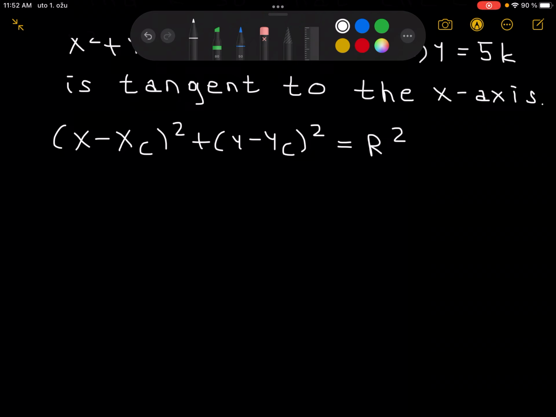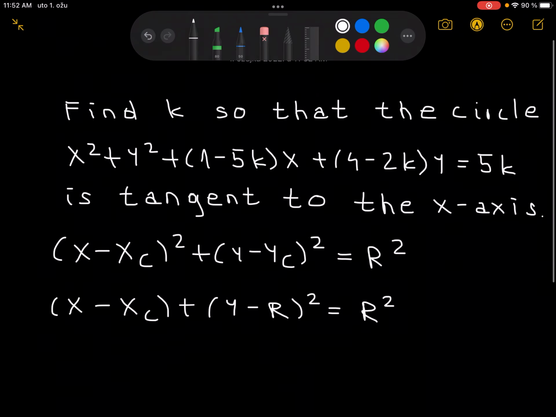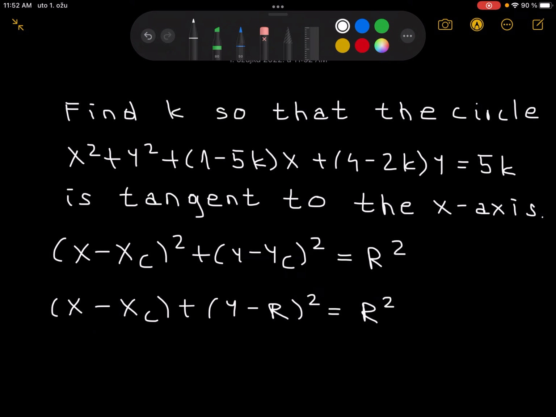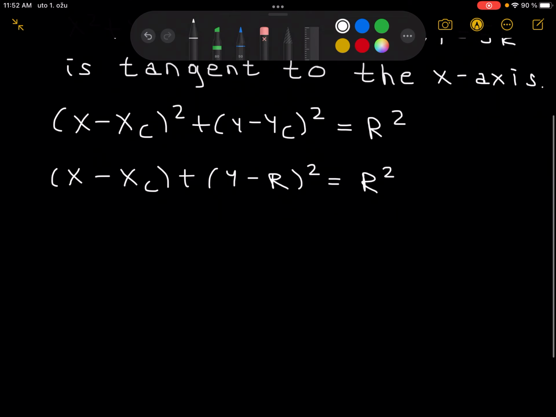Now, if we want our circle to touch the x-axis, we know that yc must be equal to r. So instead of yc, I'm just going to write y minus r, everything squared, is equal to r squared. Now, with that in mind, we can go back into our given equation and simply complete the squares.